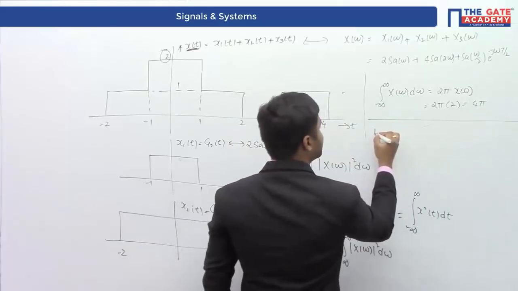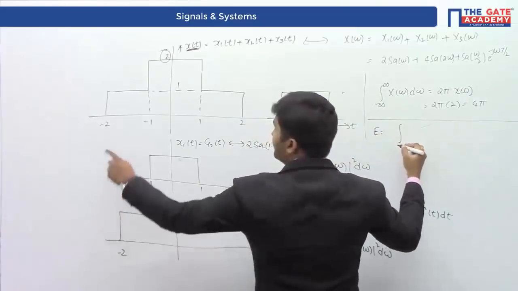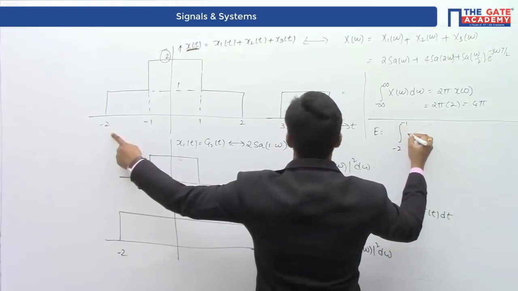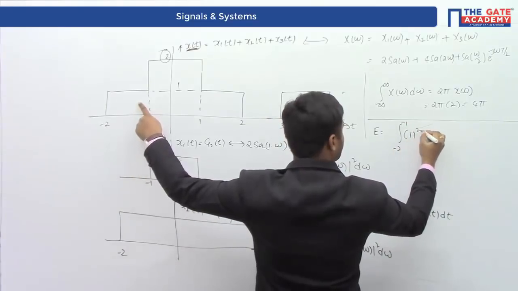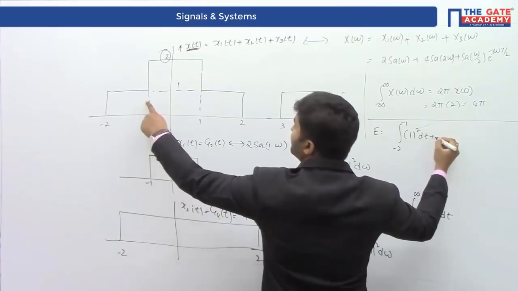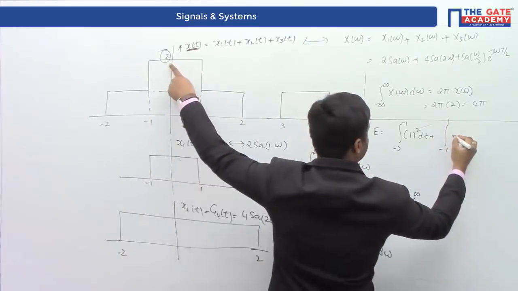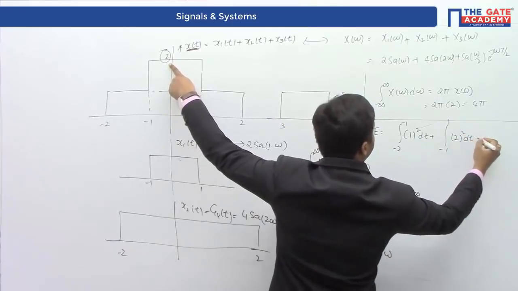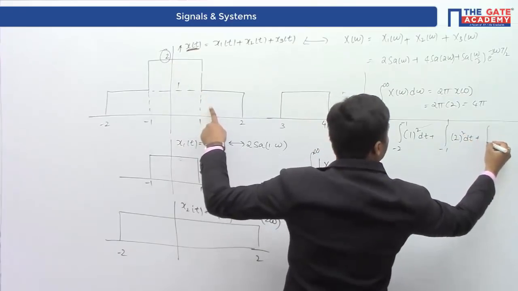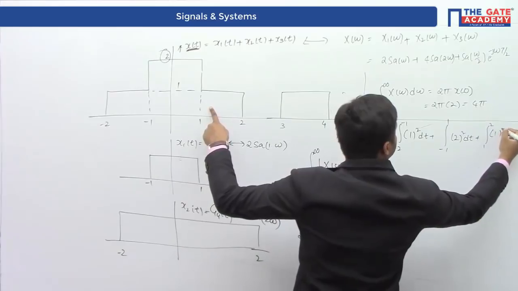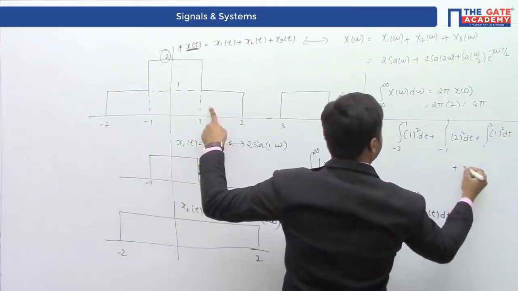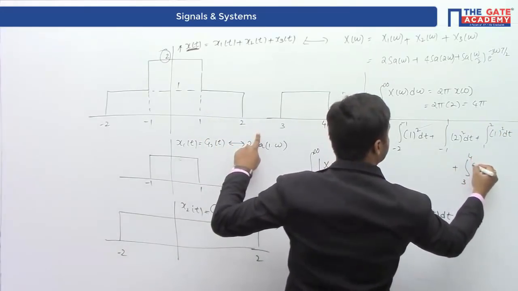So we are finding the energy. Between -2 and -1, the value of x of t is going to be 1, square dt. Between -1 and 1, the value is going to be 2, square dt. Between 1 and 2, it's going to be again 1, and then between 3 and 4 it's again going to be 1.